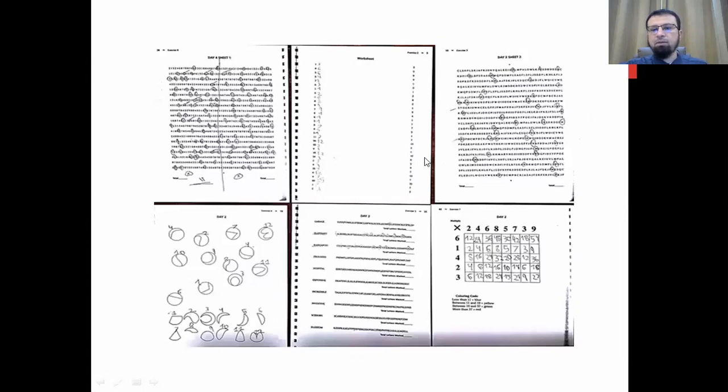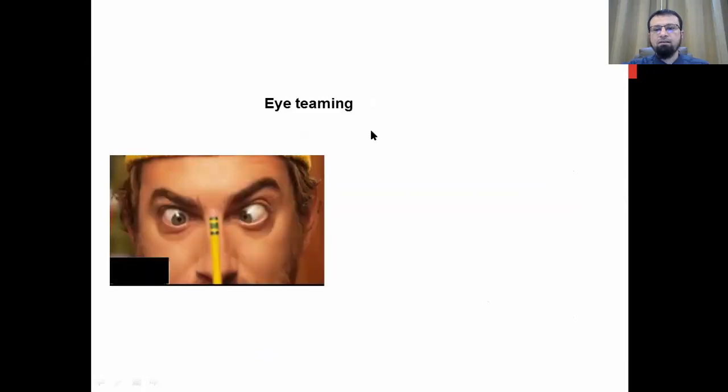There is a book called The Brainwave. I don't know if you have heard about it. Brainwave is a very good group of books. It is for visual perception and eye movement exercises. You can find a lot of exercises in the Brainwave as well. For eye teaming, there are exercises that can be done by the patient.